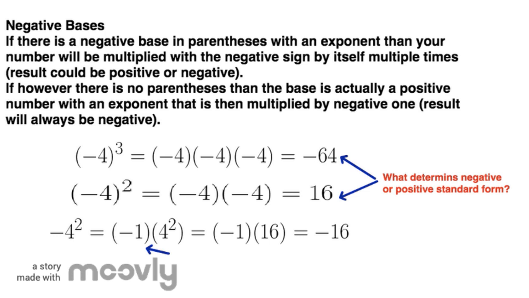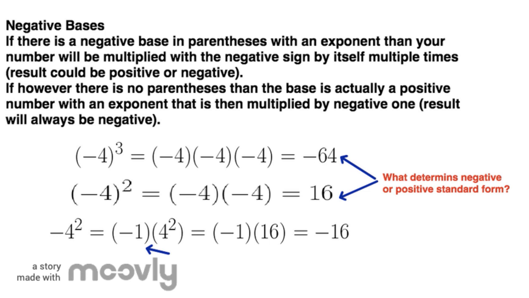If you see a negative base, make sure that it's in parentheses before you start multiplying it by itself multiple times. For instance, in the first situation, negative 4 is in parentheses and there's an exponent of 3. So you'll multiply negative 4 by itself 3 times, resulting in the answer negative 64. In the second situation, negative 4 is in parentheses, but the exponent is 2, which is negative 4 times negative 4. And because it's a negative times a negative, the result will be positive 16.